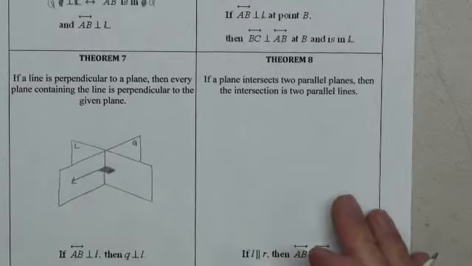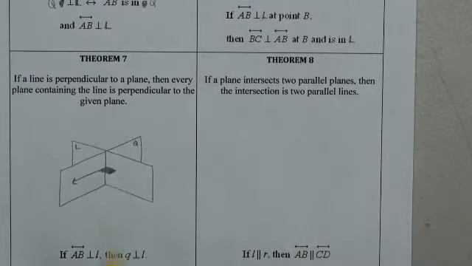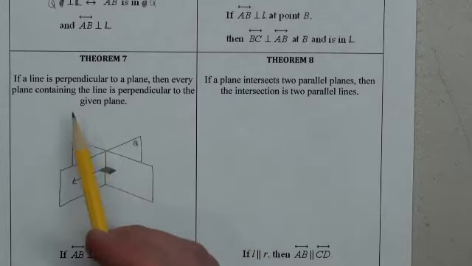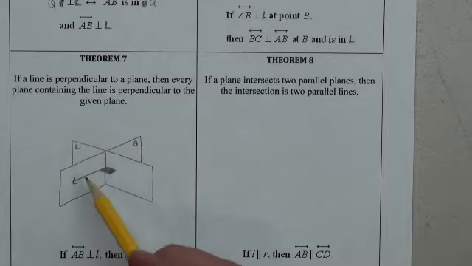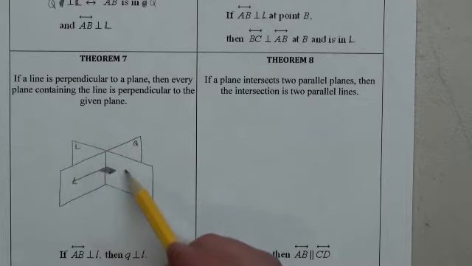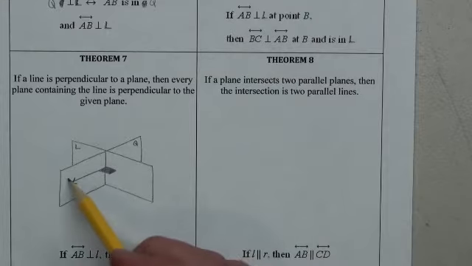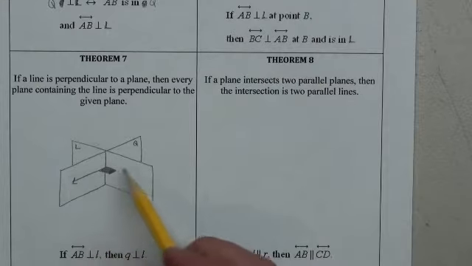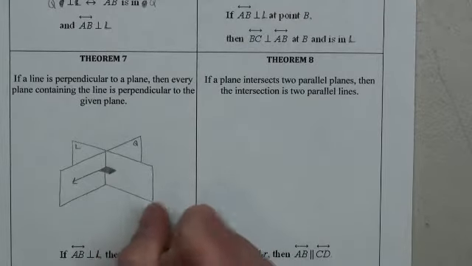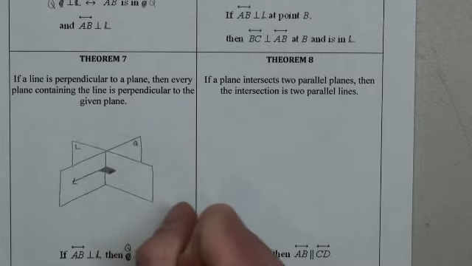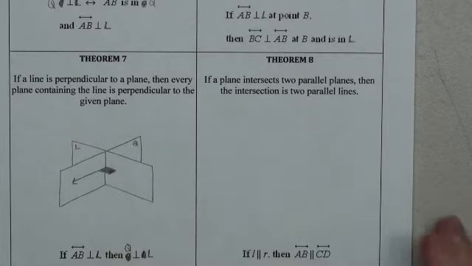Okay. If a line is perpendicular to a plane, that's what we have here, a line perpendicular to this plane, then every plane containing the line is perpendicular to the given plane. So that means that these two planes are perpendicular. If this line is perpendicular to this plane, and this line is lying in this plane, then this plane must be also perpendicular to this plane. So let's just fix these letters. Capital L, capital Q, capital L.